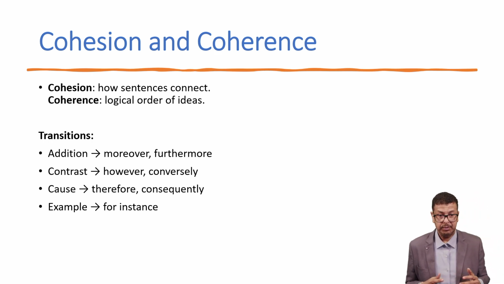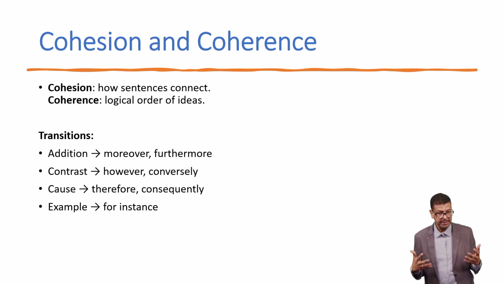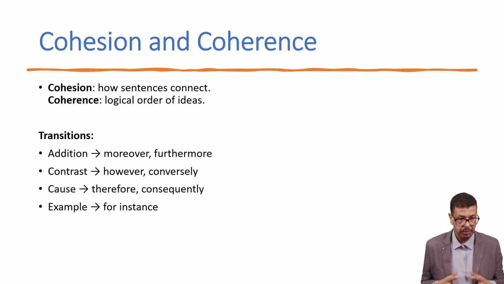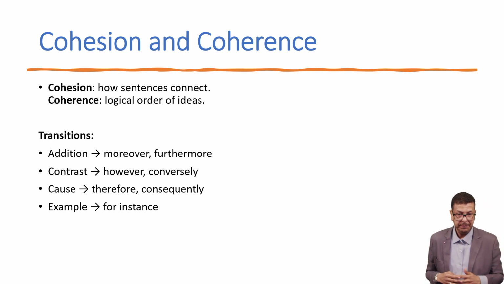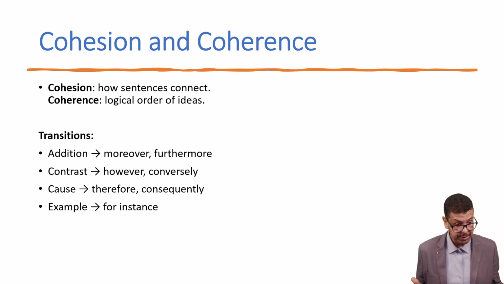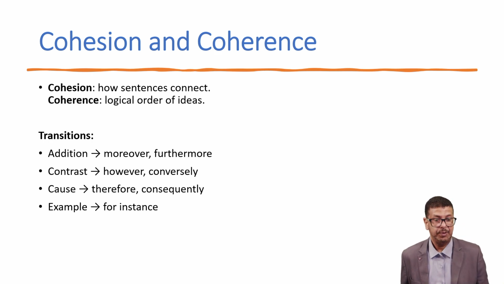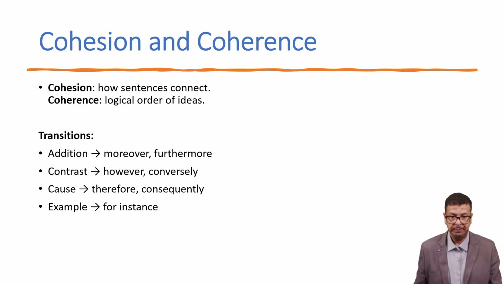If I want to show contrast, I can write however, conversely. If I want to write about cause and effect, I can write therefore, consequently. If I want to give an example, I can write for instance, for example, and so on. So this is a very important thing to consider: cohesion and coherence.